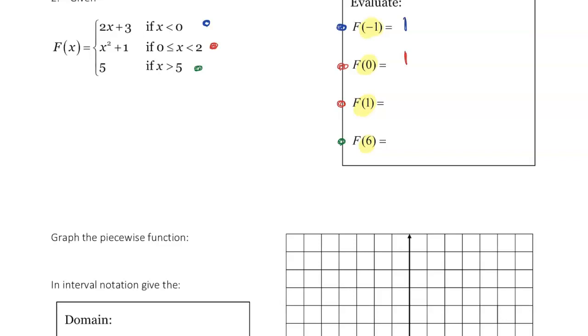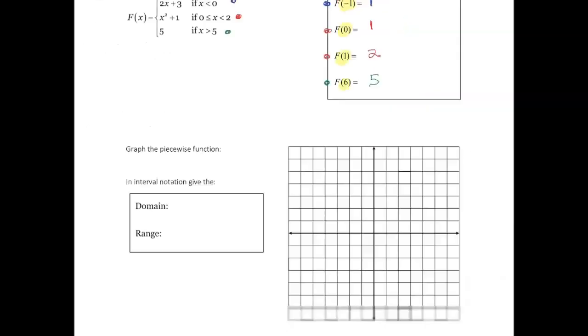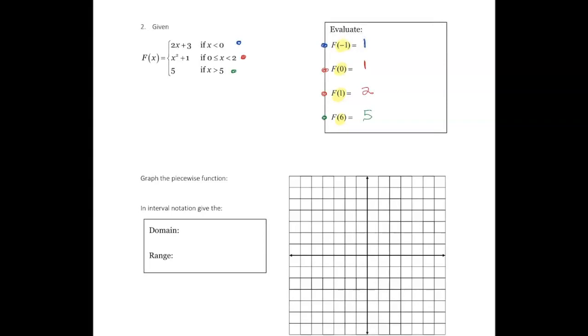Plug in a 1, the same red piece. 1 squared plus 1 is 2. And now I'm going to change to green. And f of 6 is going to use the green piece, and no matter what the x value is for the green piece, the y is always 5. Okay? So now we have some idea about evaluations. We are now going to graph this as well using all our nice colors.